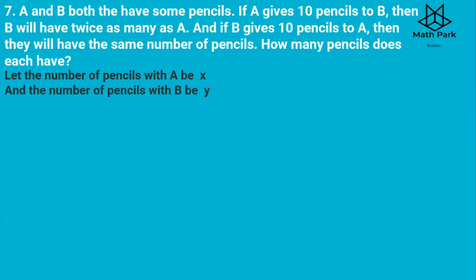Now, what is the condition here? We are given that A and B both have some pencils. If A gives 10 pencils to B, then B will have twice. So if A gives 10 pencils to B, that means A has given away, so A's pencils are X minus 10, and then Y will get 10 pencils, so it is going to be Y plus 10.